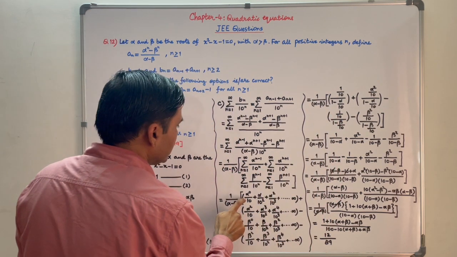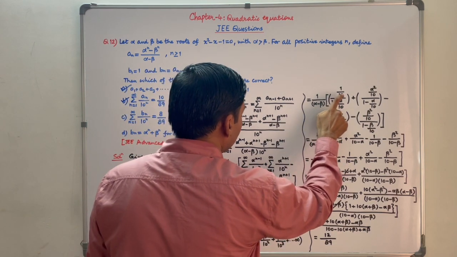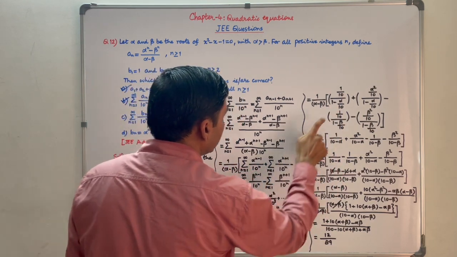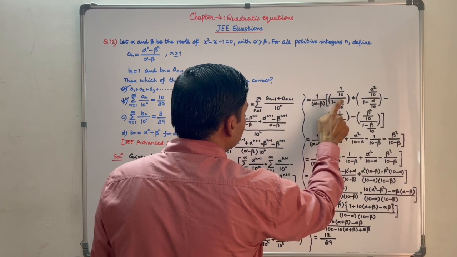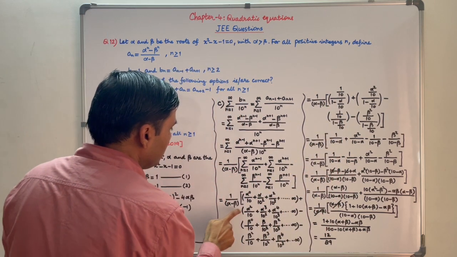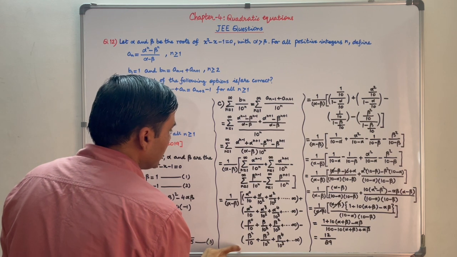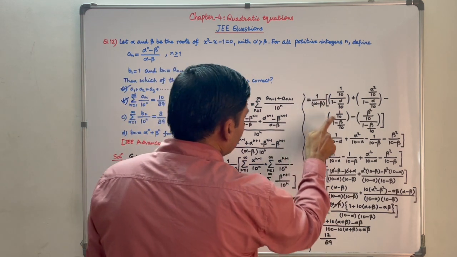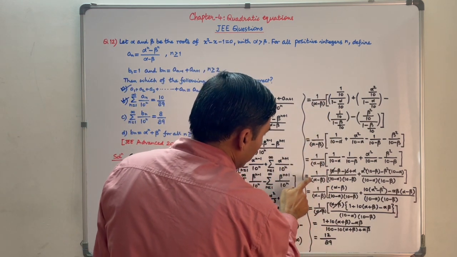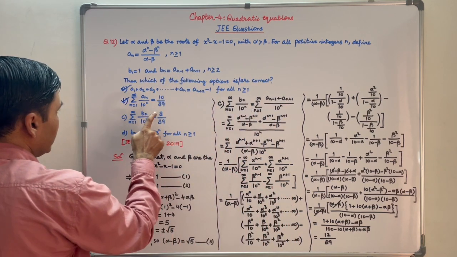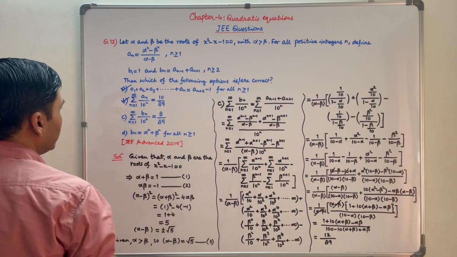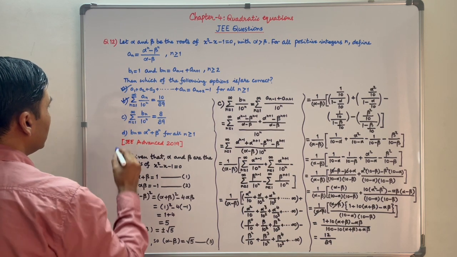So here first term is 1 by 10 and common ratio is alpha by 10. So this is 1 upon 10 upon 1 minus alpha by 10. Similarly, we can find the sum of other infinite GP series. So this can be simplified as 12 by 89. But right hand side here is 8 by 89. So this statement is wrong.